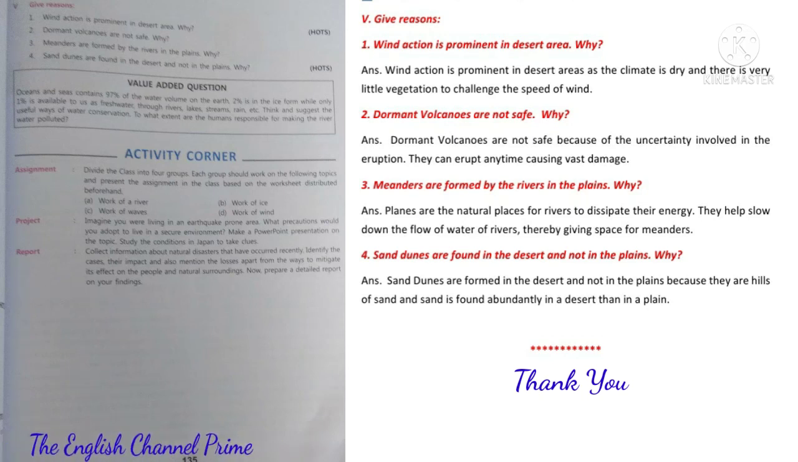Question 4. Sand dunes are found in the desert and not in the plains. Why? Answer, sand dunes are found in the desert and not in the plains because they are hills of sand and sand is found more abundantly in a desert than in a plain.